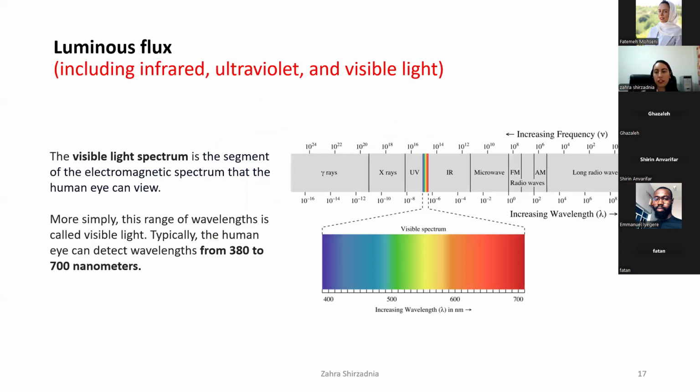The luminous flux includes infrared, ultraviolet, and visible light. We work on this region, visible light, which relates to daylighting analysis. The range of it is from 380 to 700 nanometers. And the visible light spectrum is the segment of the electromagnetic spectrum that the eye can view.